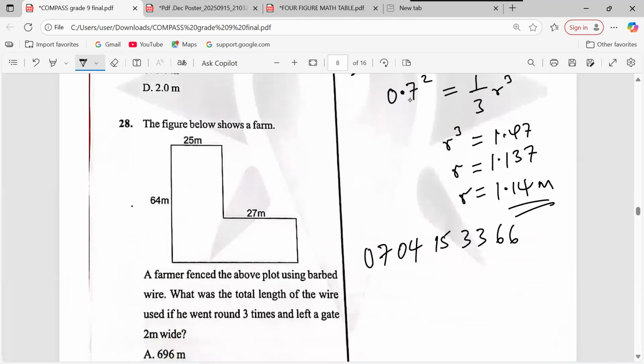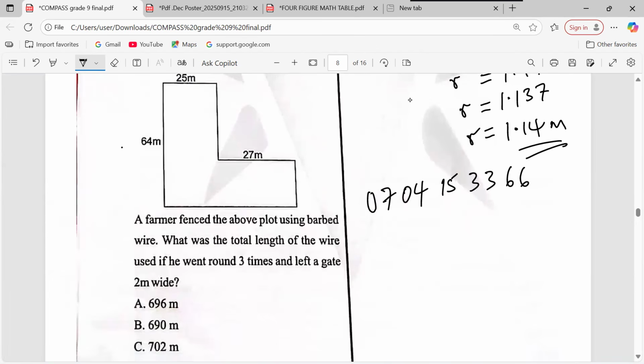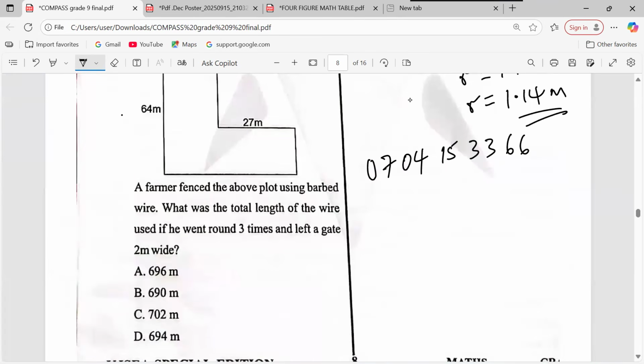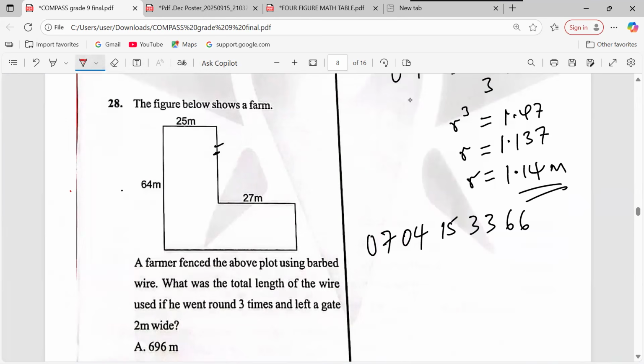Number 28 now. The figure below shows a farm. A farmer fenced the plot using barbed wire. What's the total length of the wire used if he went around 3 times and left a gate 2 meters wide? So we have a gate somewhere 2 meters wide. Therefore, let's get the perimeter first, the total length of this particular plot. So we have 64 for this. Then for this length, together with this one, we will also have 64 for both of them.